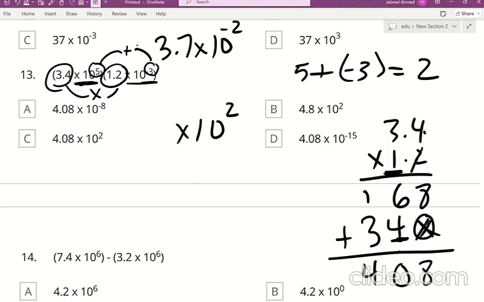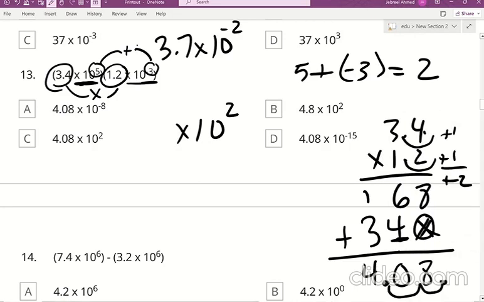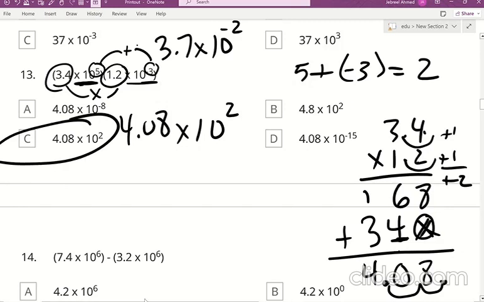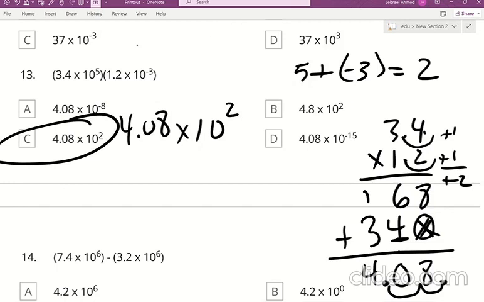And now the last step is, I had to move my decimal place 1 time here and 1 time here. So that's a total of 2 times. So I'm going to move my decimal place 2 times to the left. So my answer is 4.08 times 10 to the 2nd power. Oh, sorry, wrong one. Or just think already from the beginning, I already know that my decimal place, if I move it 1 time here and 1 time here, in my answer I have to move it 2 times.